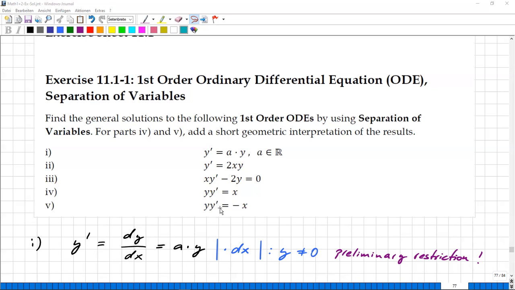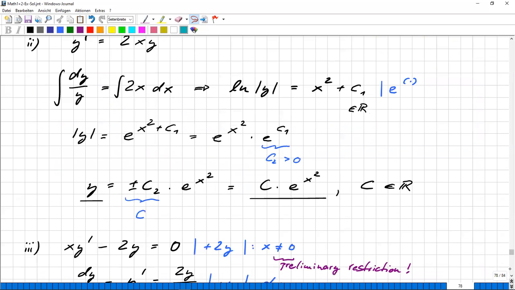In these two cases, it will be possible to write down two different functions, one for the upper half and one for the lower half of the graph. So that's possible. But anyway, they are quite interesting for certain reasons, because they describe very famous kinds of curves. Now let's see. And then we should also add a short geometric interpretation of the results. So that's what we try and do.